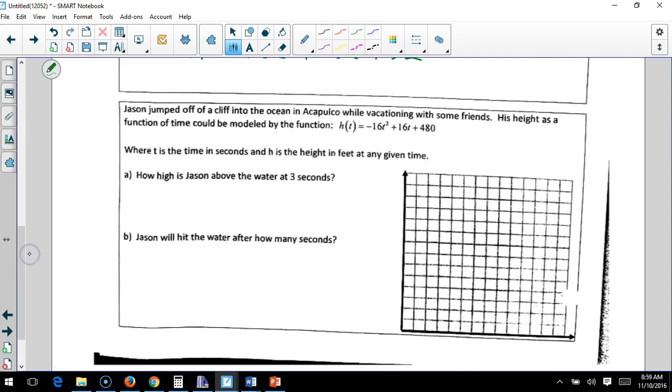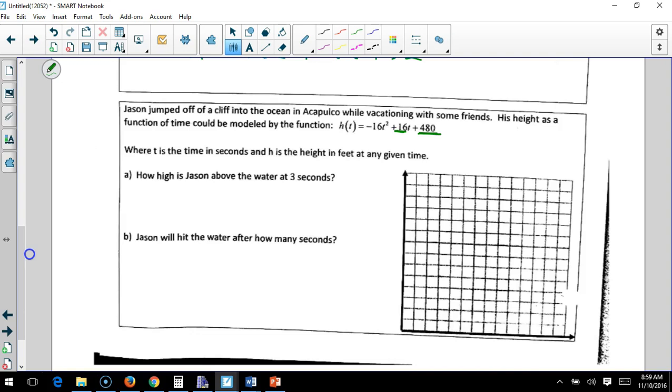And last but certainly not least, Jason jumped off a cliff into the ocean in Acapulco while vacationing with some friends. His height as a function of time can be modeled by this, where t is time in seconds and h is height. How high is he above the water at 3 seconds? Well, again, where is he starting? He's starting at 480 feet. That's how high the cliff is. He's traveling 16 feet per second. And everything else is the way it is.